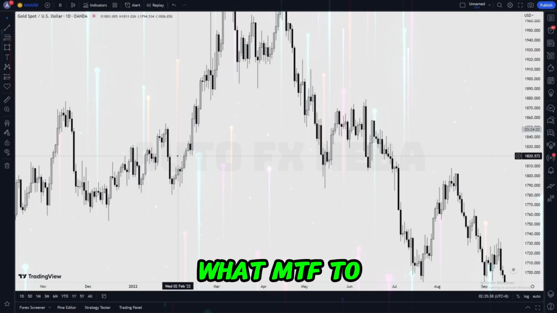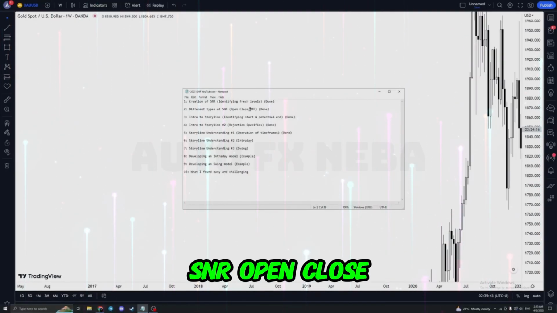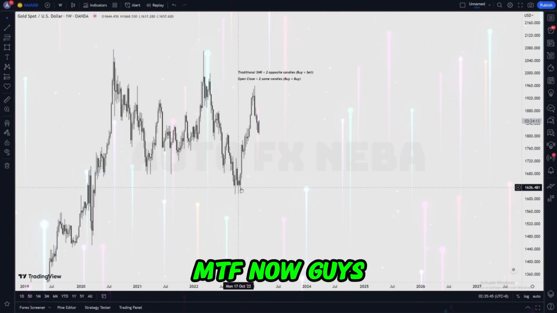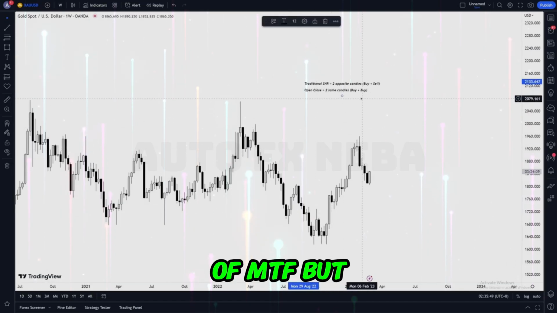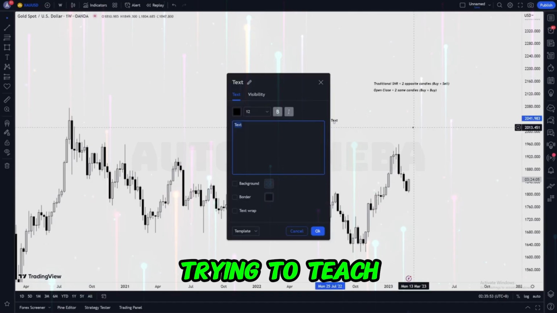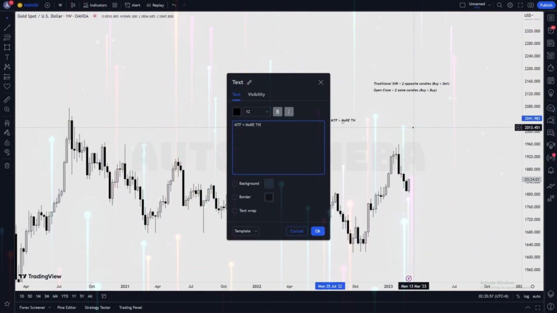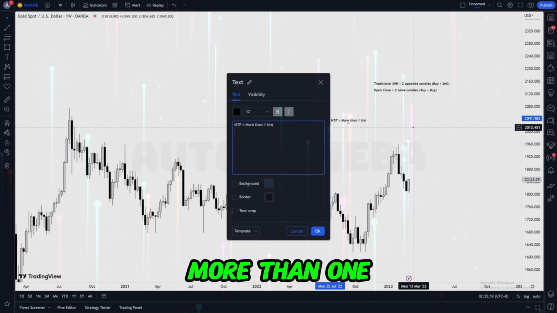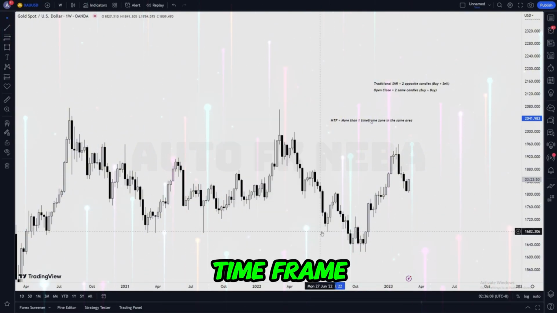Now we have MTF to cover. If we look at this, different types of SNR: open close, MTF. What is MTF? Now guys, there's another more in-depth version of MTF, but in this current sense that I'm trying to teach you, what is MTF? MTF simply means more than one time frame zone in the same area.